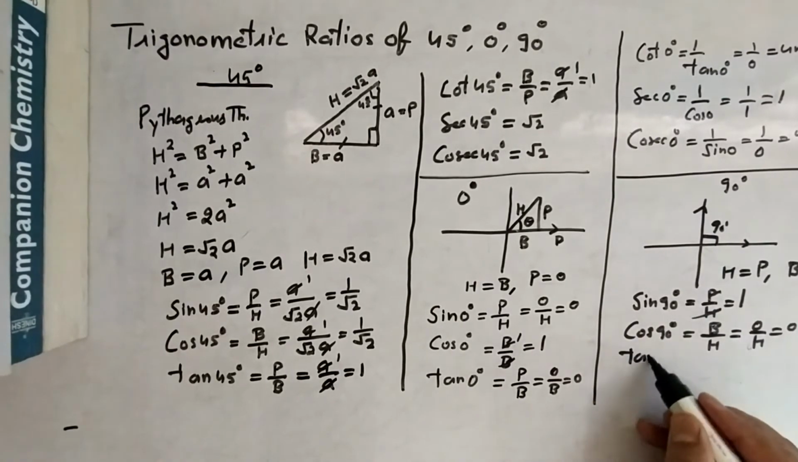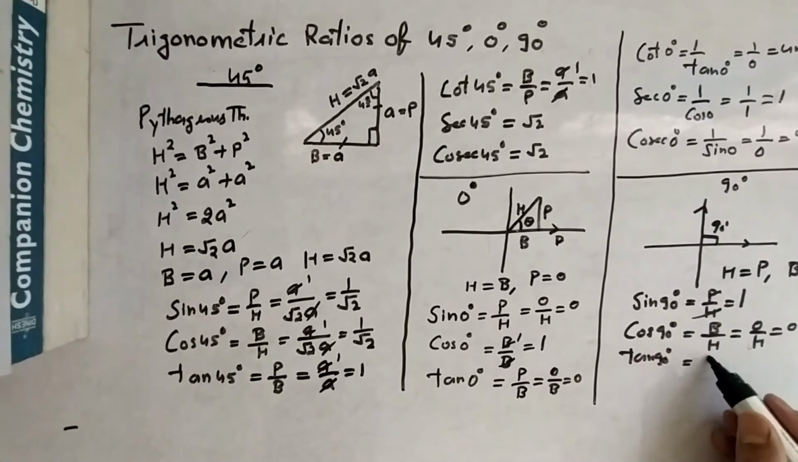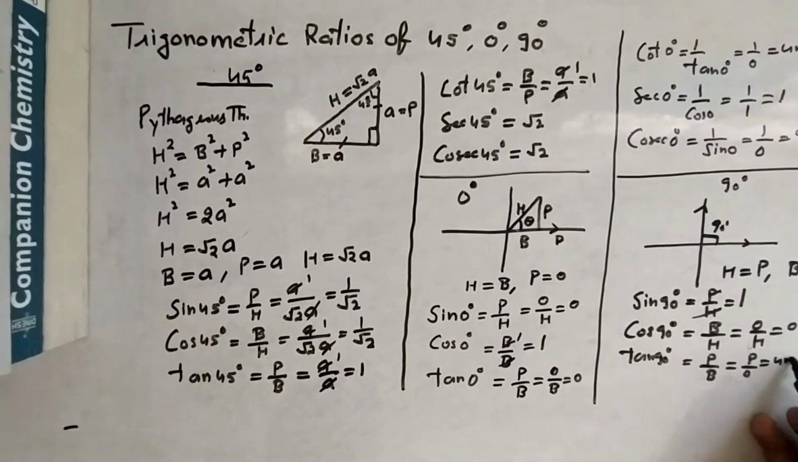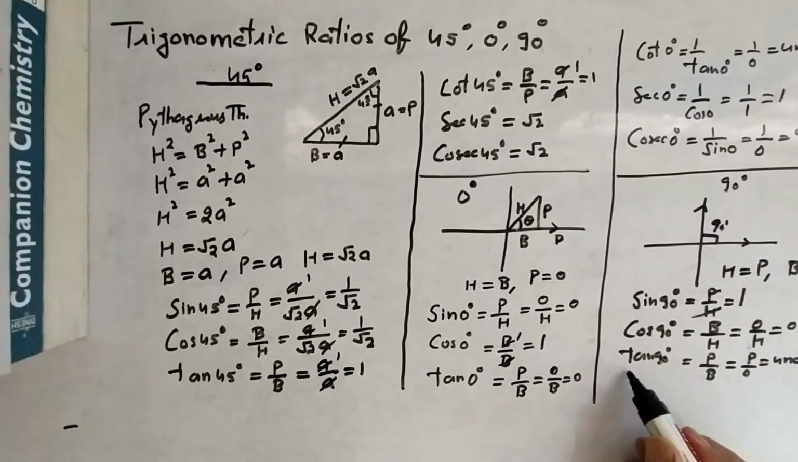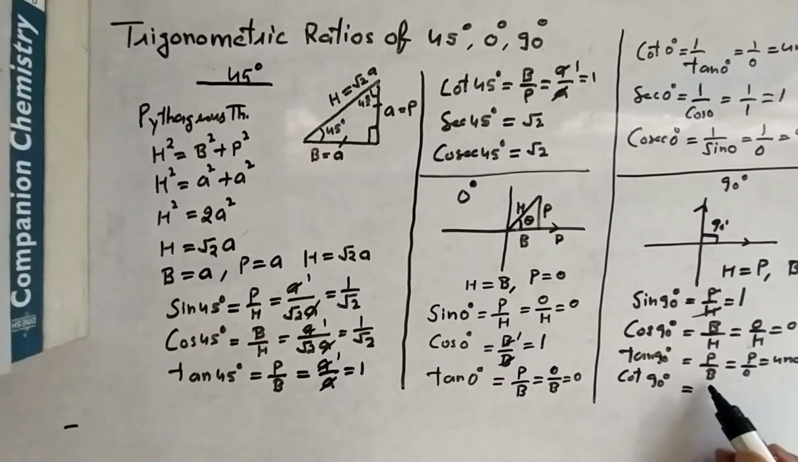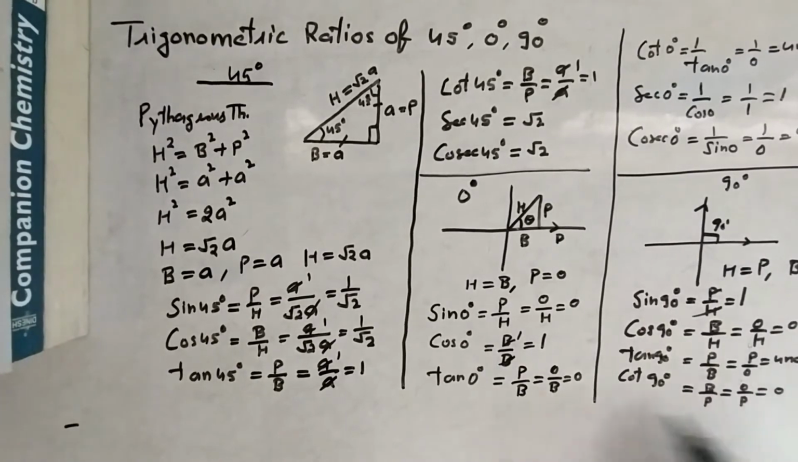Similarly, tan 90 degree. Tan 90 degree is nothing but perpendicular over base. So in this case again you get perpendicular over 0. This is again undefined. Similarly, you can find cot 90 degree. Cot 90 degree is the reciprocal of tan, so this is base upon perpendicular. So again here 0 over perpendicular is nothing, 0.